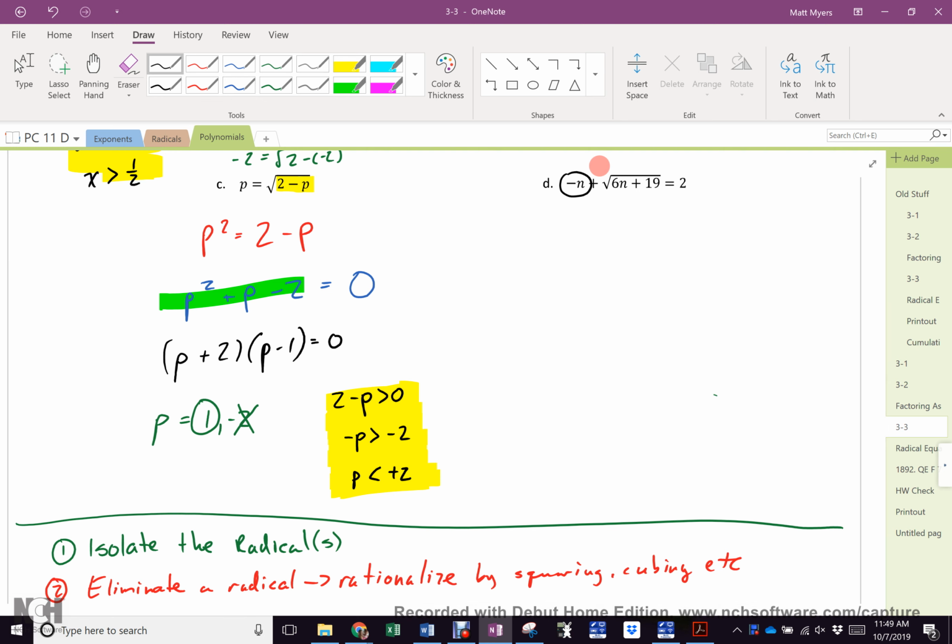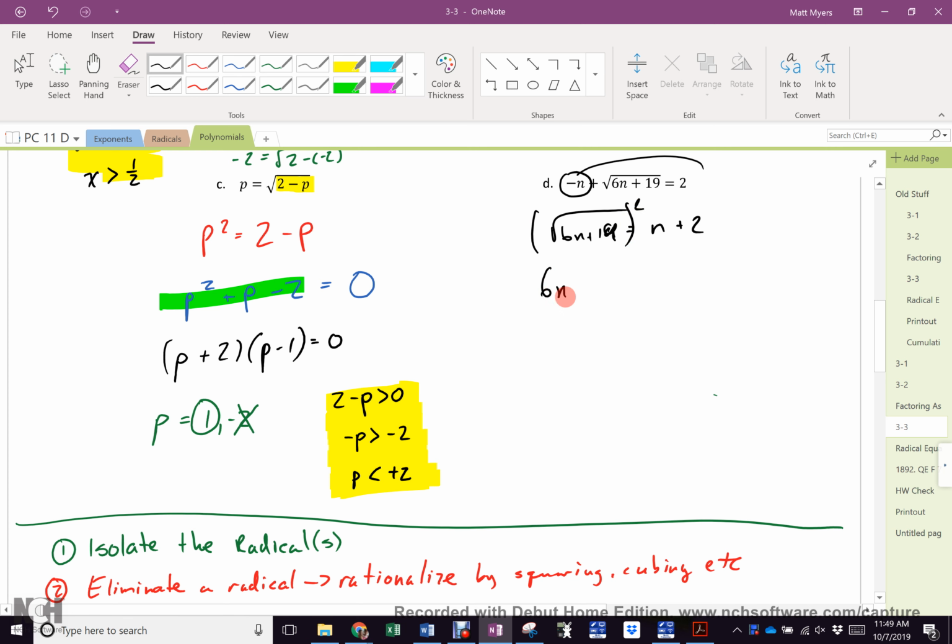All right. So the n's got to go over there. What happens to it? It becomes positive. N plus 2. Step 2, what do we got to do? What's in the way of this being solved? The radicals. How do I get rid of a radical? I square it, but I got to square both sides.